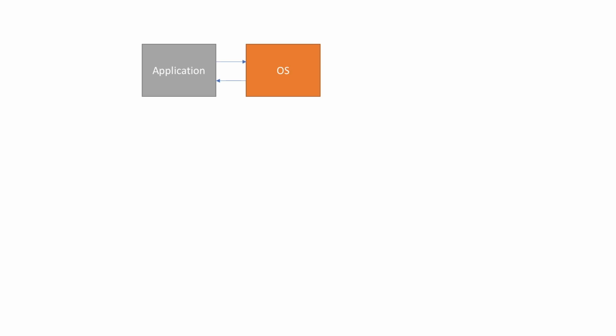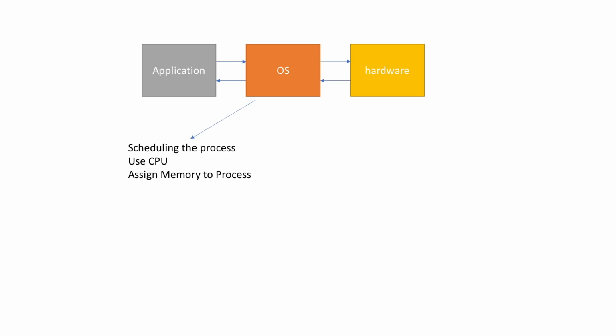The operating system sits between your application and hardware, doing scheduling processes, using the CPU, and assigning memory to processes. The CPU operates in two modes, user mode and kernel mode.